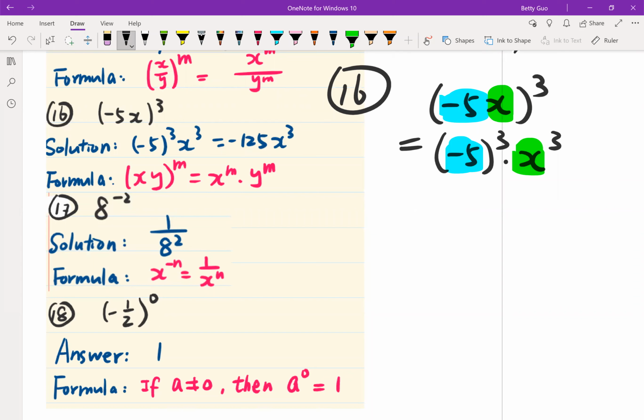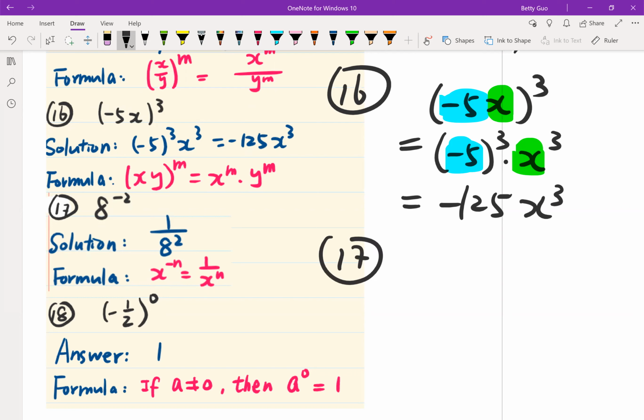Okay. Tell me please, what is the cube of -5? Cube of -5. -5 times -5 times -5. What is that? Negative 125, right? And then multiply by x cubed. Here you go. That's the answer you're supposed to choose. All right? A, B, C, D.